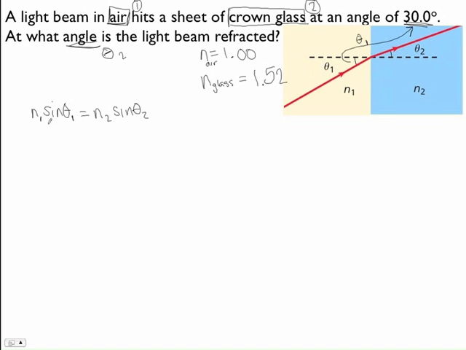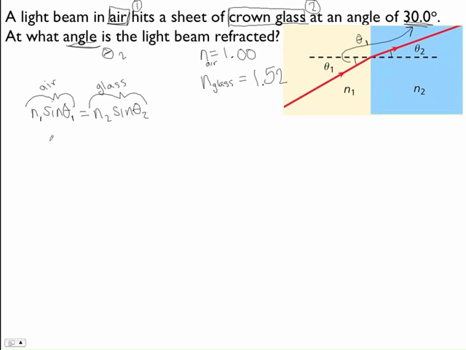Okay, and let's see what we've got. Since air is our first thing, we know that this is air. So we're going to use the index of refraction of air here. If air is the first one, the glass must be the second one. And that's the second one right here. So we're going to use the air index of refraction here, that theta 1 that we know, and then the index of refraction for glass here, and then we're going to find the theta that we don't know.